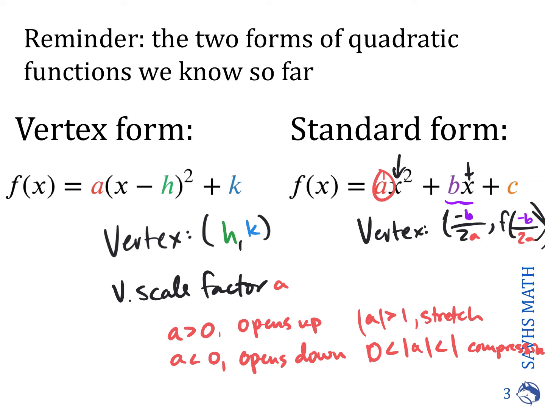The other thing that we know is that the y-intercept is at the point (0, c). Okay, (0, c). All right, great. So now let's do some examples.